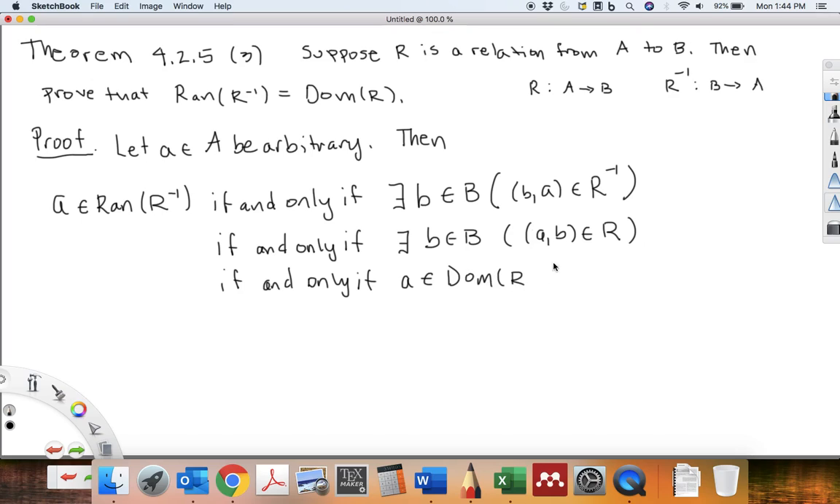And since a was an arbitrary element of the range of the inverse relation, excuse me, and we were able to show that is logically equivalent to a belonging to the domain of R, that means our proof is complete.